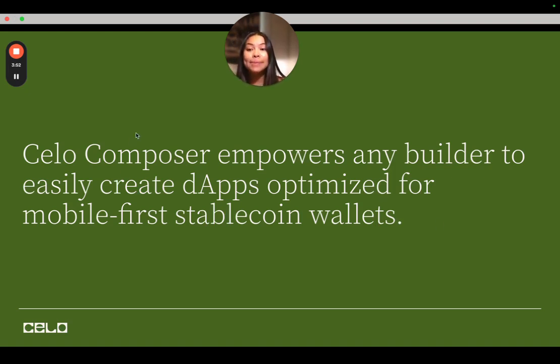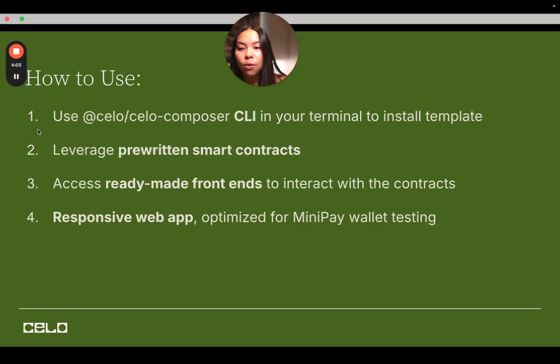But for building those apps, Celo Composer makes it really easy and simple to build dApps that are optimized for this wallet. And I'll go into explaining why that is. A little bit on how to use Celo Composer is it has a CLI that you can use right in your terminal to install the template. Once you install that template, you'll have pre-written smart contracts and ready-made front ends that interact with those contracts. And the entire container is a responsive web app that's optimized for the MiniPay wallet, and you can actually end up testing it within the MiniPay wallet to see how your app renders.